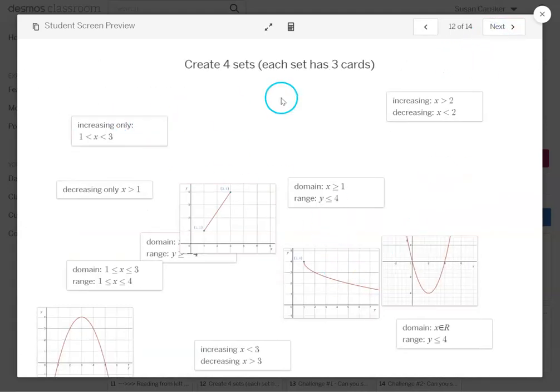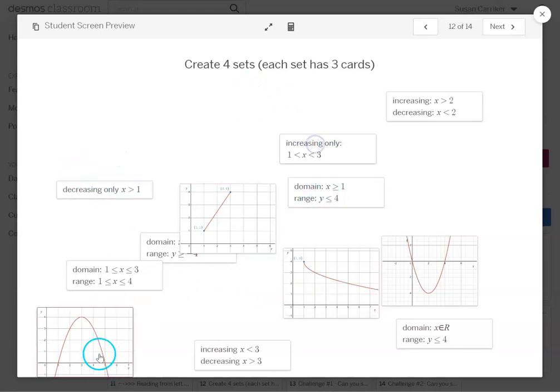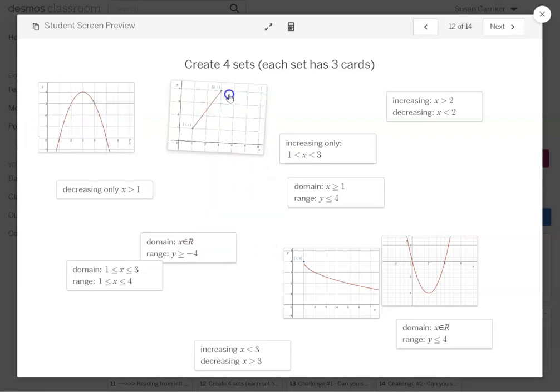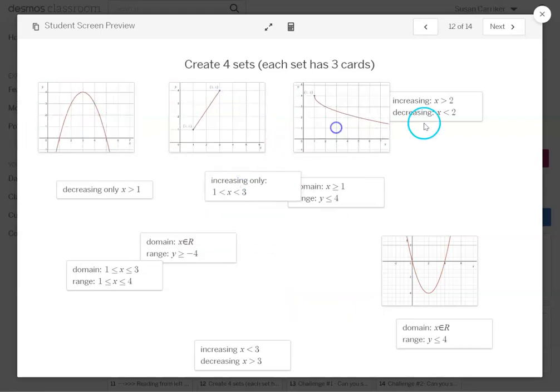Now this is a card set. They're going to do 4 sets of cards. So you could start with your 4 graphs and put them up here, and then they could match all these other things to them.